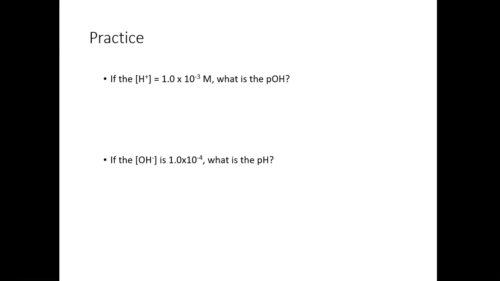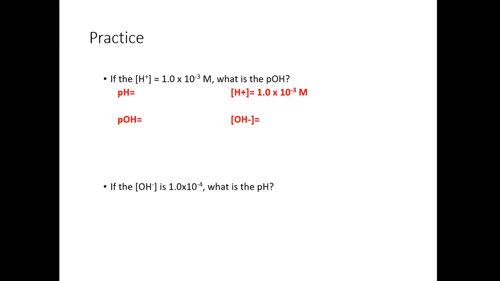Now I want to show you that when we're looking at a problem like this, there's really 4 things that are kind of interrelated. We have pH, pOH, hydrogen ion concentration, and hydroxide ion concentration. And sometimes people find it helpful in a problem like this to write those 4 things out. Okay, so I wrote those 4 things out and I wrote what I was given, which was the hydrogen ion concentration.